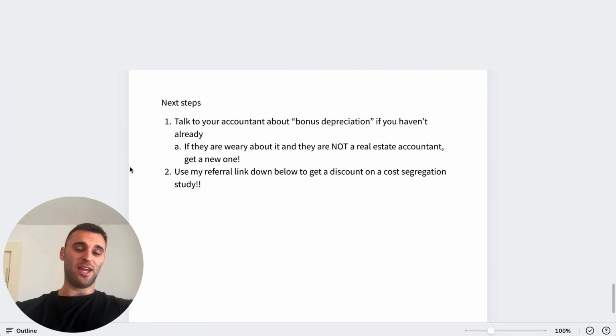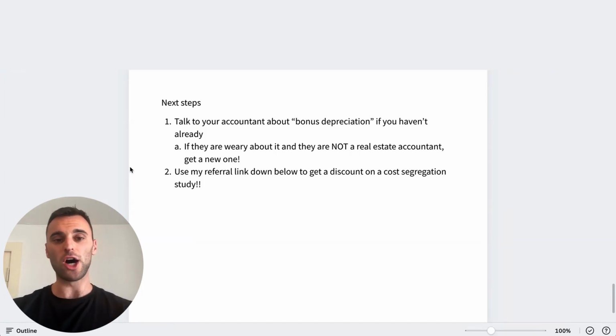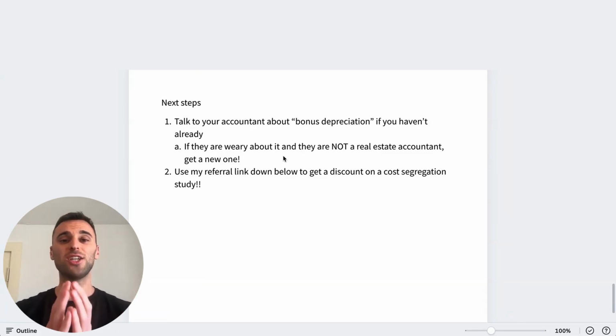So next steps, if you have never heard about this concept and this is just your introduction to it, that's awesome. Talk to your accountant about this. Just say, hey, I heard about this thing called bonus depreciation. Can you tell me more? If they are wary about it or they don't really understand it and they're not a real estate accountant, get a new accountant, because this is a tax strategy that can save you a ton of money.